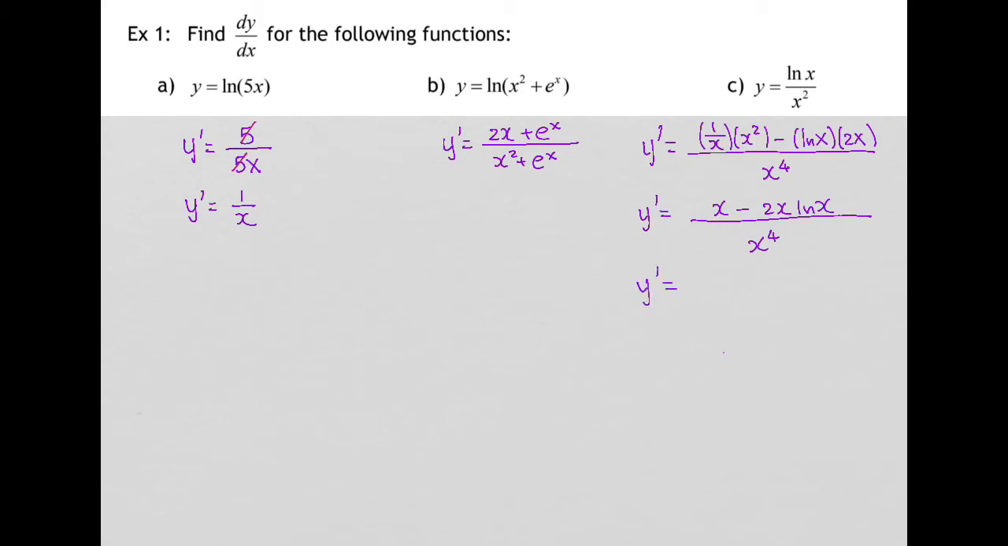Let's common factor the numerator. You have x in common, so you're left with 1 minus 2 log x divided by x to the power 4. Now we can simplify by dividing by x, and remember to write down restrictions. So y prime will be 1 minus 2 log x over x to the power 3.